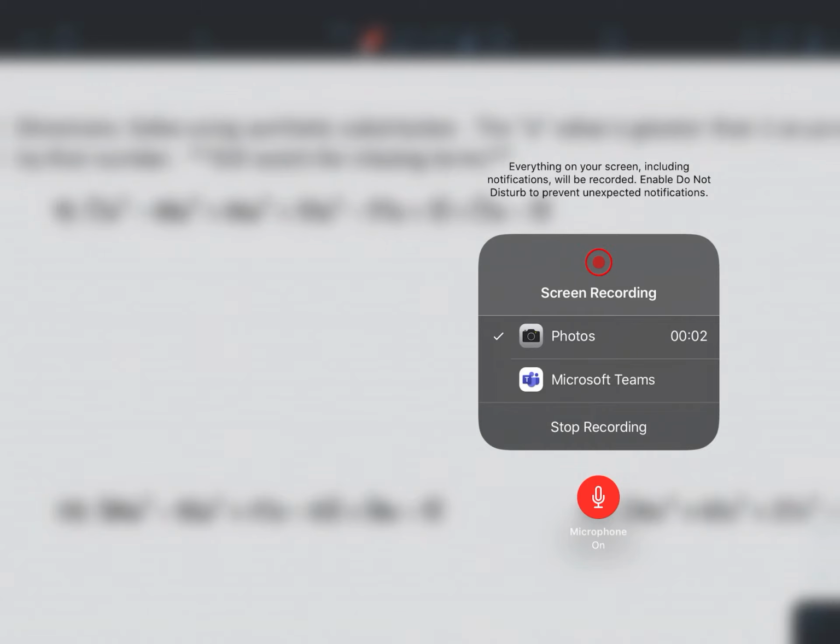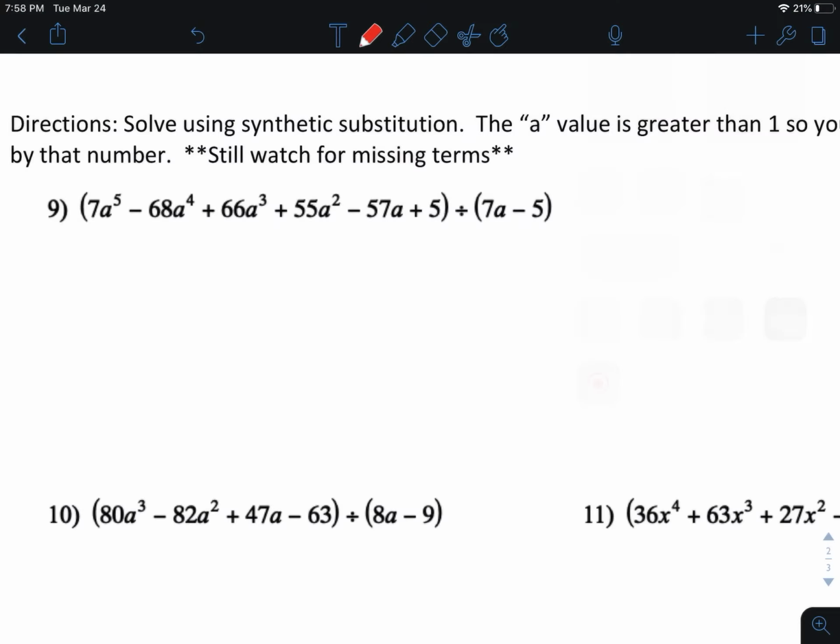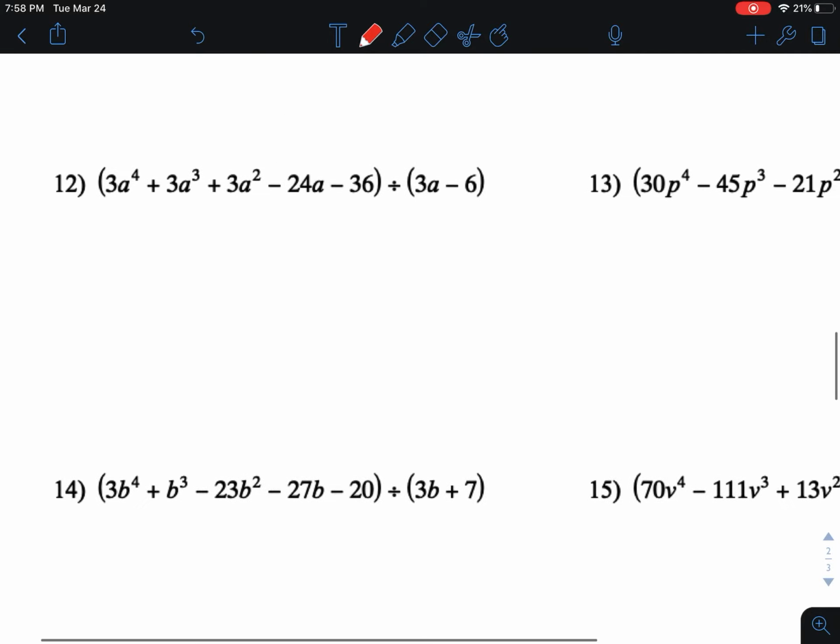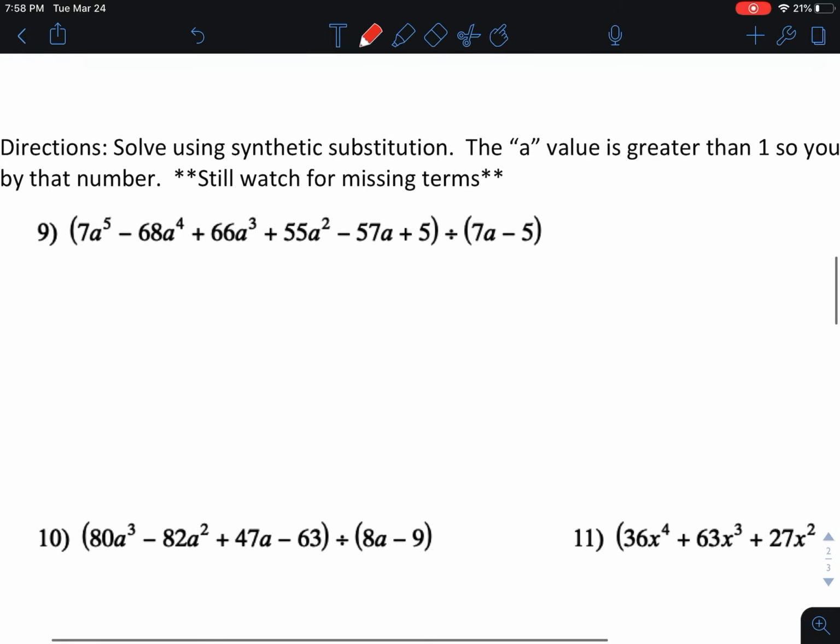All right, guys. This is Wednesday, March 25th, synthetic division, part 2. This is going to cover problems 9 through 16. We're going to do a couple of these together, and then you'll do some on your own.